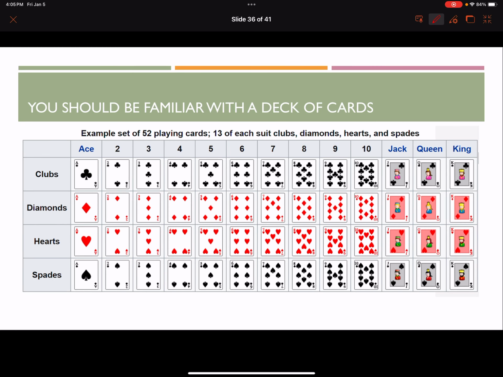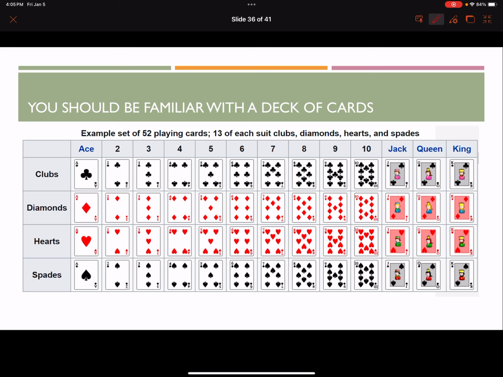So I'm going to use decks of cards as an example just to kind of demonstrate some of these rules and properties. So you should be relatively familiar with a deck of cards, what's in it. You don't have to have this memorized. You're not expected to know this on the AP exam, but just for our purposes, if you kind of know what's happening, it'll make the examples seem a little bit easier.